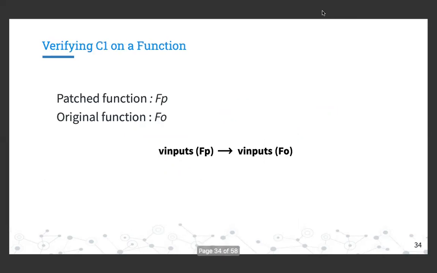Once we identify valid inputs to the patched function and the original function, then we can show that the path constraint that represents valid inputs to the patched function implies the path constraint which represents valid inputs to the original function.